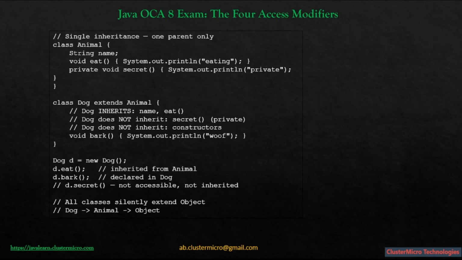The two things that are never inherited are private members and constructors. The secret method is private to Animal here in the code, and private means the declaring class only. Dog cannot see it, cannot call it, cannot inherit it. It exists inside Animal objects but is completely invisible to Dog.